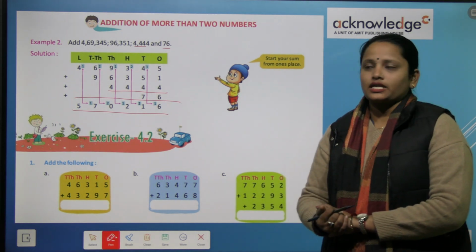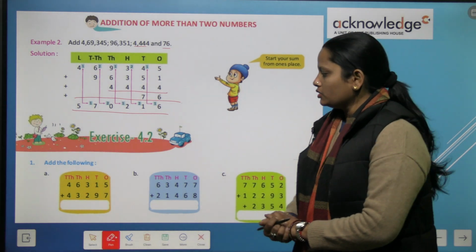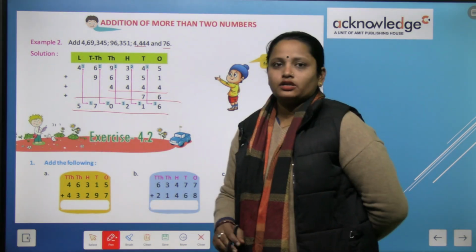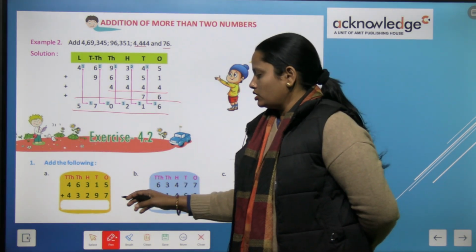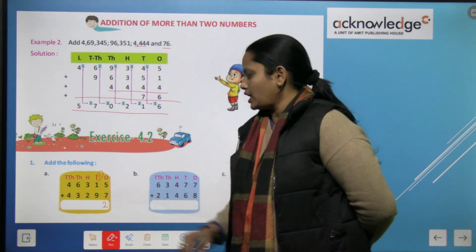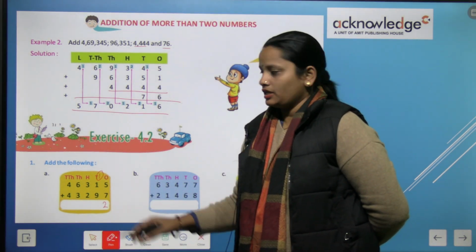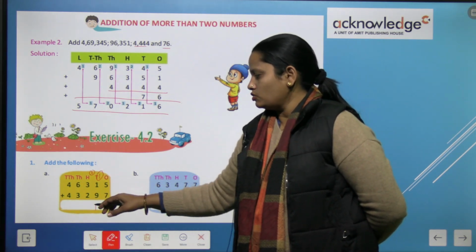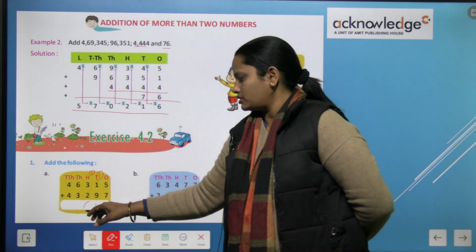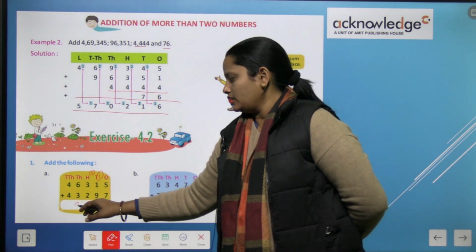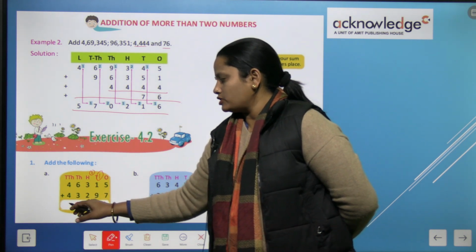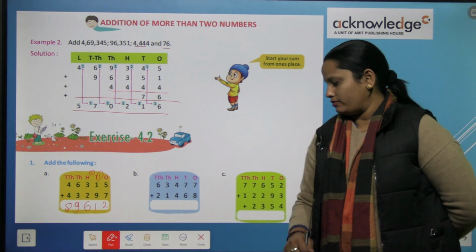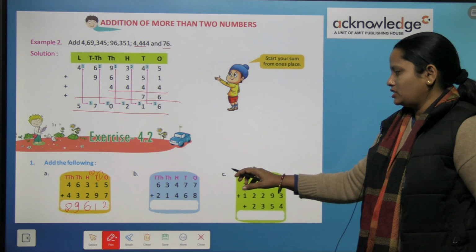Now let's do this exercise number 4.2. Here the first question is 5 plus 7. So children, here the first question is 5 plus 7. So here the answer is 12. 1 is carried forward. Next 9 plus 1 is 10 and 10 plus 1 is 11. Next 3 plus 2 is 5 plus 1 is 6. 6 plus 3 is 9 and 4 plus 4 is 8. So here the answer is 89,612.